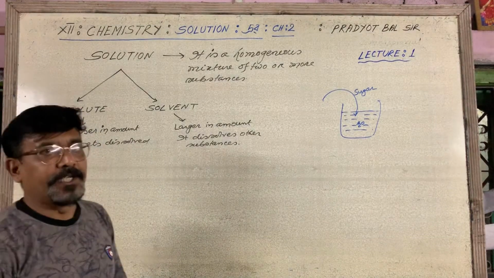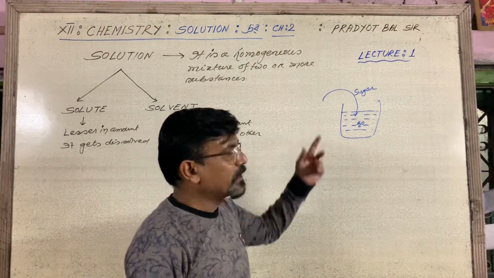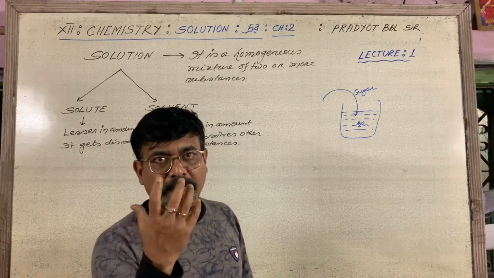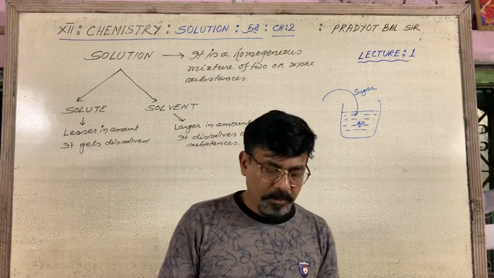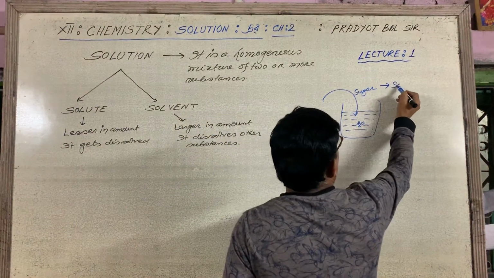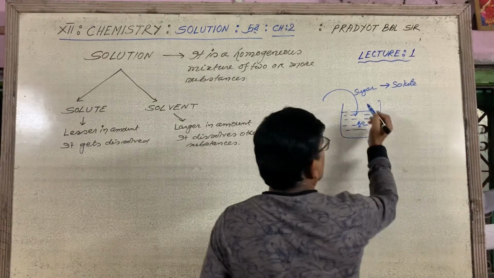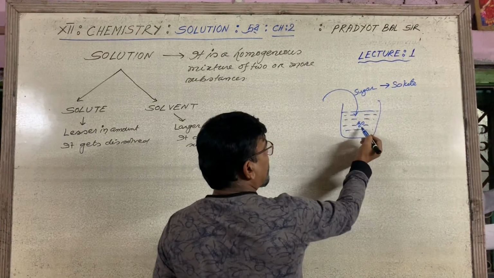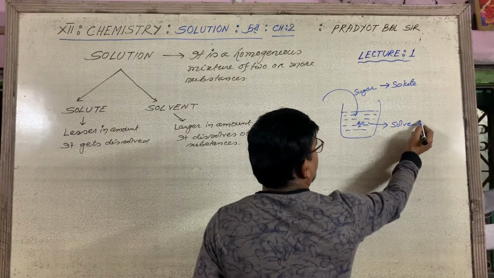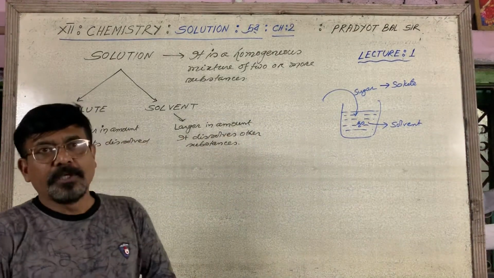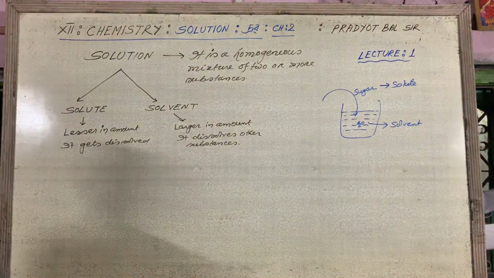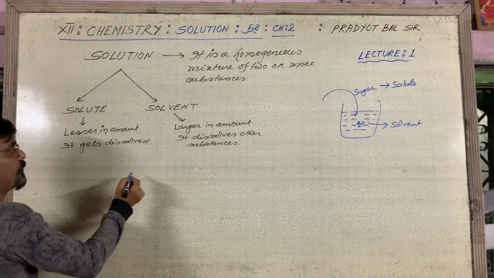Now, for your understanding, I made this sugar solution. There, I added sugar, and sugar gets dissolved, and that's why sugar will be considered as solute. And sugar gets dissolved where? Water dissolves sugar, so that's why water will be called solvent. Clear?